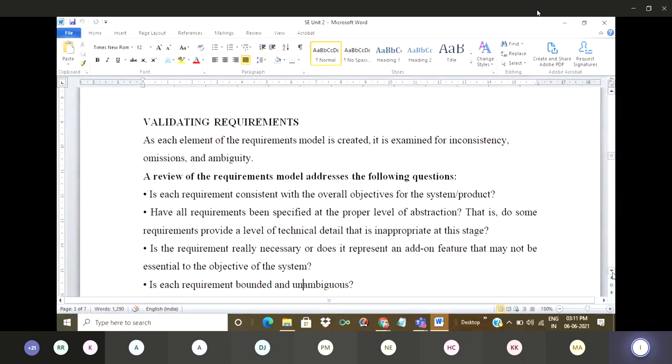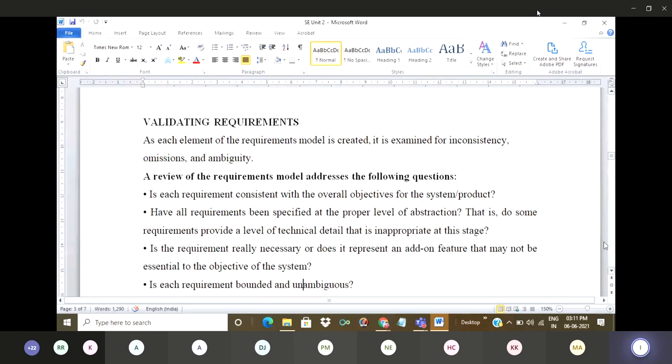One, is each requirement consistent with the overall objectives for the system or product? Have all requirements been specified at the proper level of abstraction? Is the requirement really necessary, or does it represent an add-on feature that may not be essential to the objective of the system? So we can ask these types of questions to address a model.